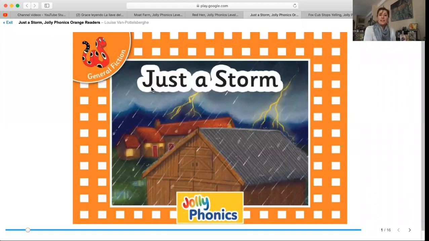Who can read the title? Just a Storm, yes. What can you see in the picture? I can see that this is a storm. And what's the setting? What is happening? On a farm, yes, that's a farm. And here we have a barn. I wonder who lives there? Farmer Green? We don't know. And what animals are there in the barn? Can you see the big fat raindrops here? Oh, they are big and fat. And here we have a lightning. Oh, it is a very, very big storm, but it's just a storm. Well, let's see what happens, okay?